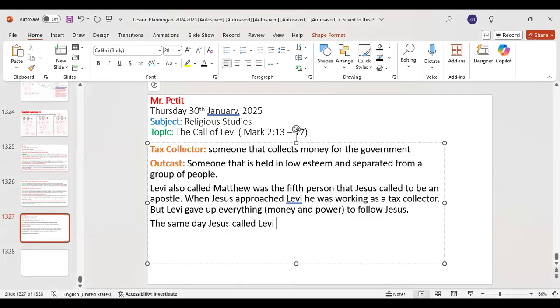Same day Jesus called Levi, he went to Levi's home that evening for dinner. Now, you know that the Pharisees are not like that, right? You go into this tax collector's house for food? No. You eating and drinking with tax collectors and sinners? No. So the same day Jesus wanted to save Levi, right? The same day Jesus called Levi, he went to Levi's home that evening for dinner.